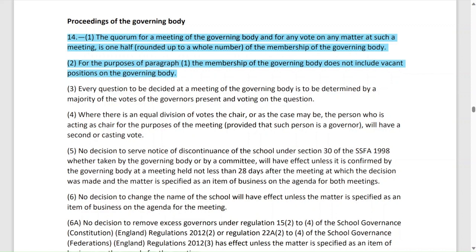Whenever you're calculating the quorum, you only count governors. You don't count associate members, and you don't count vacant governor positions either. So ignore any governor vacancies and ignore any associate members.